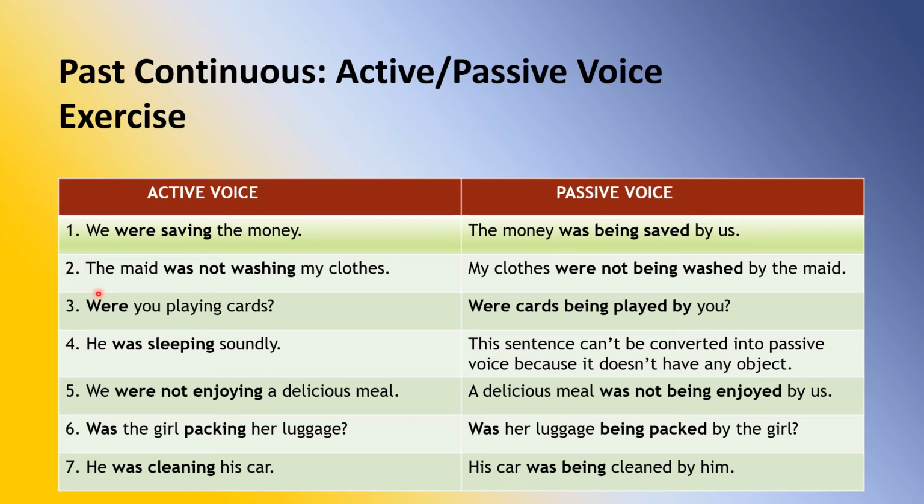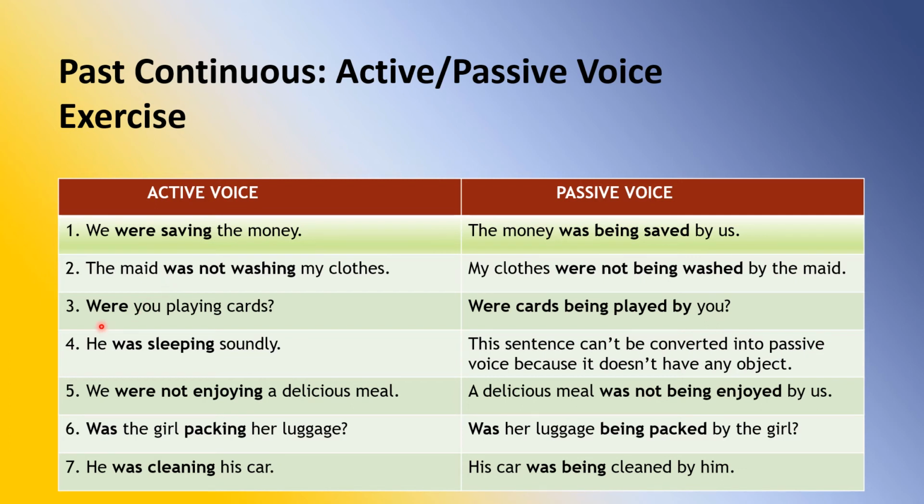Our second sentence is: the maid was not washing my clothes. Now, my clothes here will come in the start of the sentence, and this is your passive voice sentence: my clothes were not being washed by the maid. You can see that again, according to the subject of the sentence in passive voice, which is the plural subject, I have used were as the auxiliary verb. But in our active voice sentence, the subject, the maid, is the singular subject. That is why it has was as the auxiliary verb.